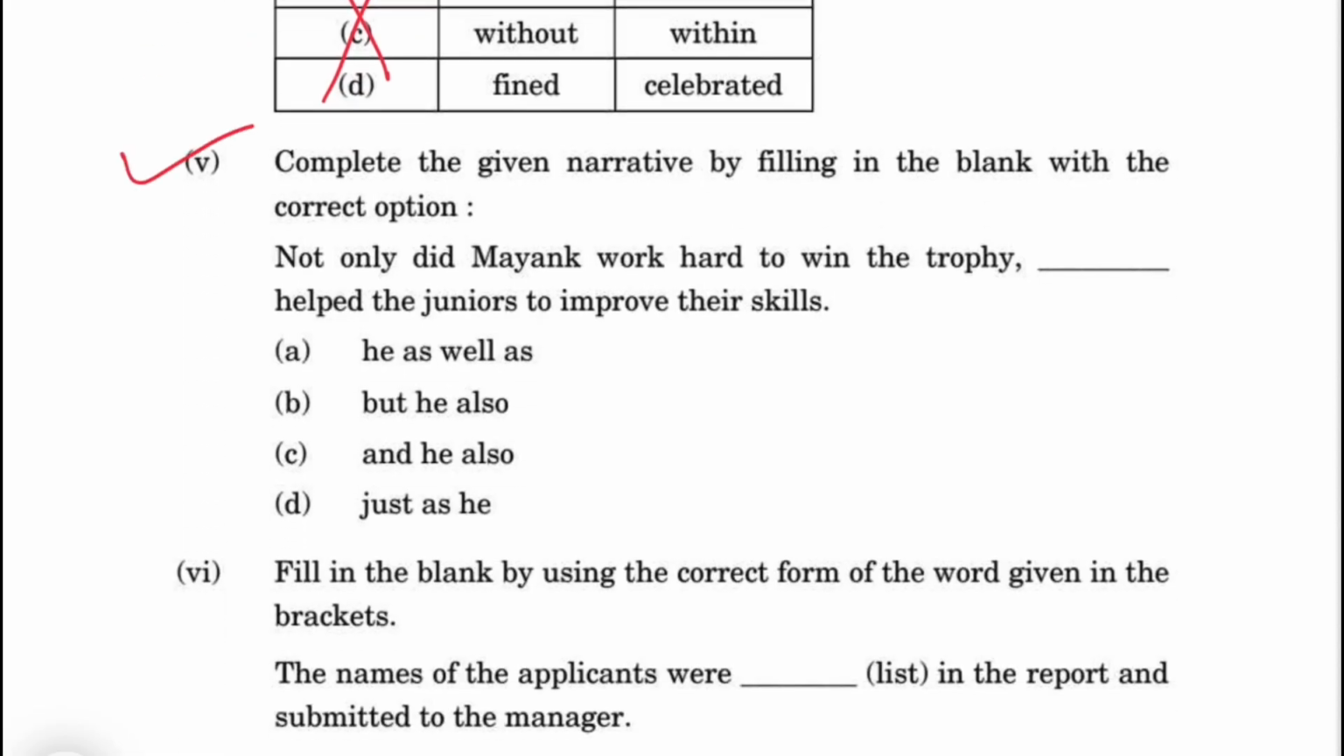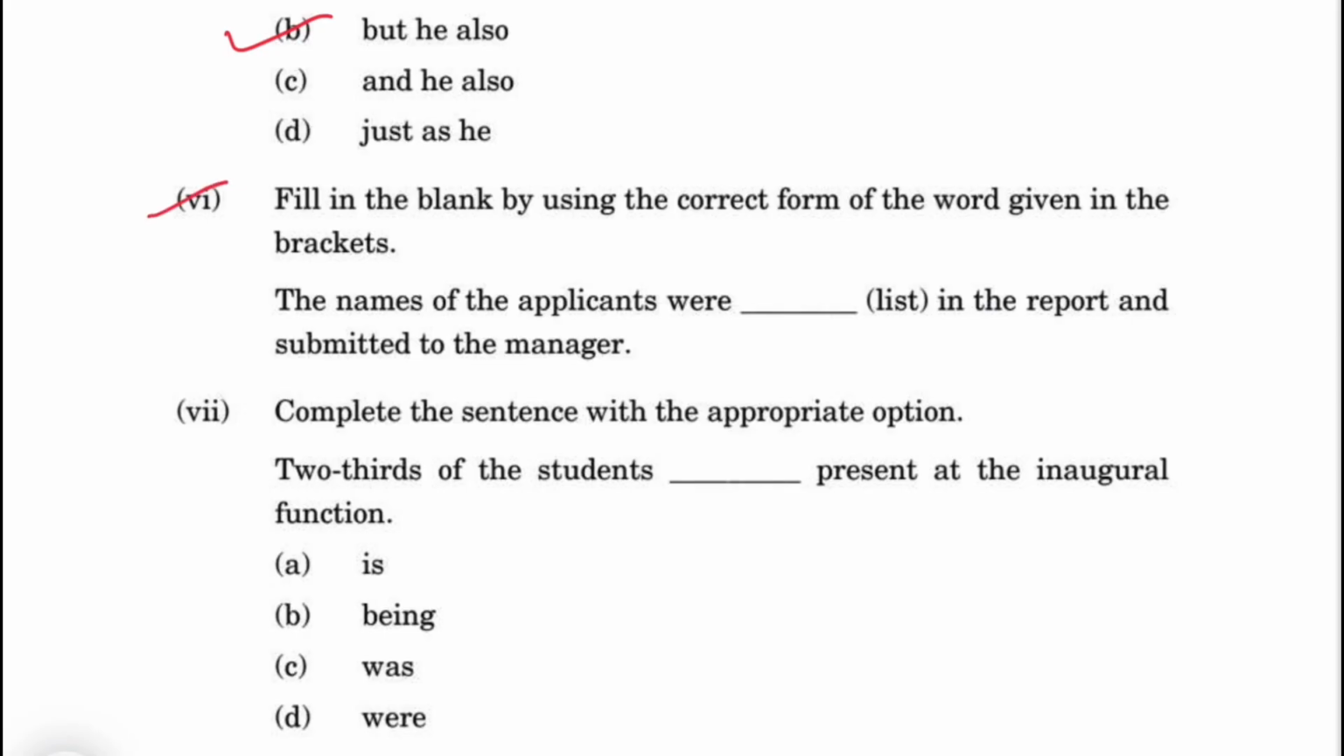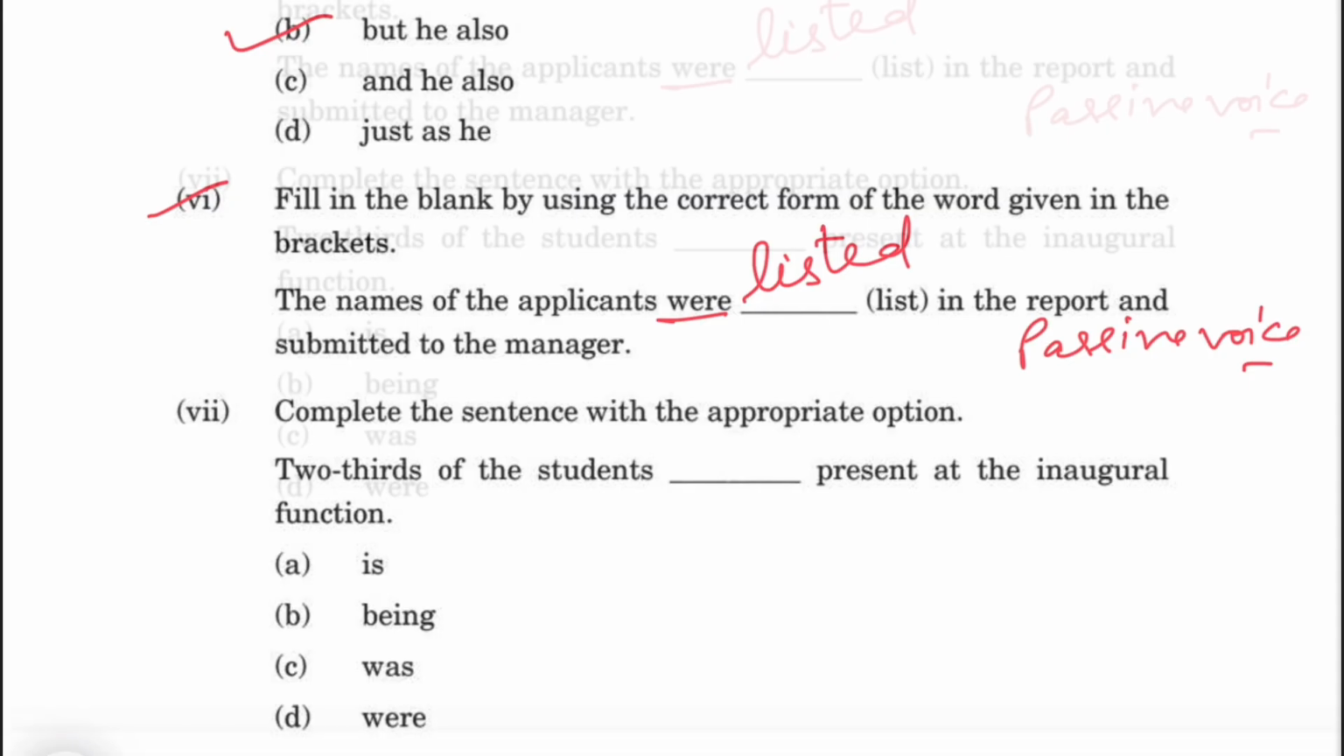Fifth question: not only did Mayank work hard. Not only is the keyword. When "not only" is there, we are to use "but also". So "but he also" is the correct answer. Next one: the names of the applicants were listed. This is passive voice, so we need to use the third form.